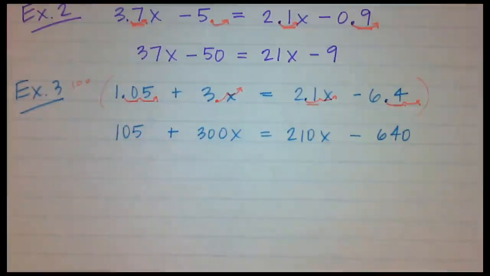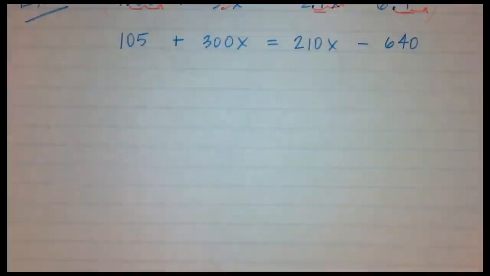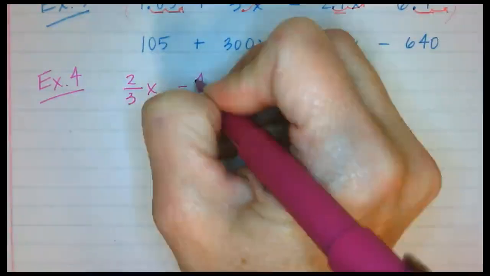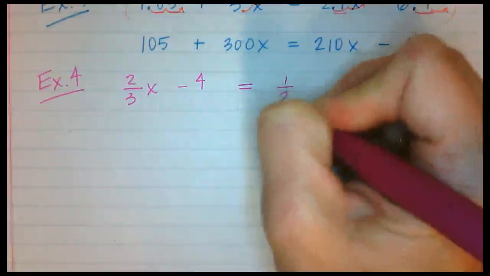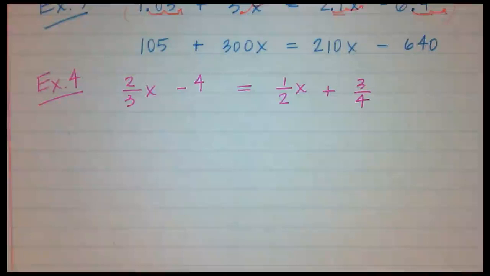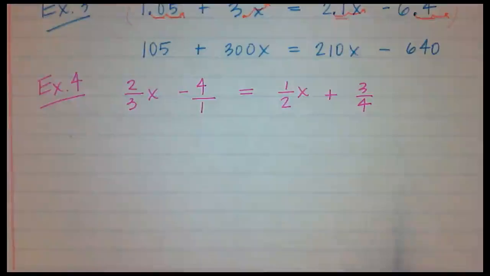All right, so let's take a look at clearing the fractions. Clearing the fractions is similar, except our problems have fractions in them. But again, I think most of you would prefer to solve an equation that didn't have a fraction in it. So let's say we had 2/3 x minus 4 equals 1/2 x plus 3/4. All right, so when we look at this, we're going to scope out our denominators here. This would be over 1.